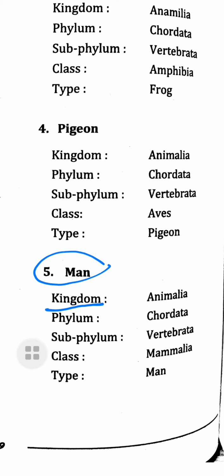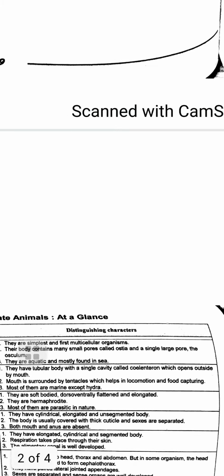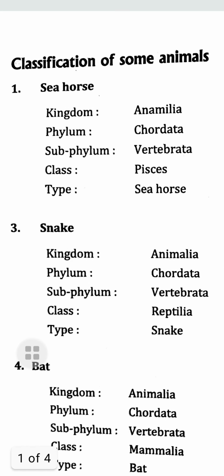Now students, it's time to classify man. And what are the headings? Kingdom, phylum, subphylum, class, and type. Kingdom, Animalia. Phylum, Chordata. Subphylum, Vertebrata. Class, Mammalia. Mammalia is different. And type, man. So, what are the chief characteristics of Mammalia? Their body is covered with fur, or they possess mammary glands. So, you must be able to classify and then write the salient features.